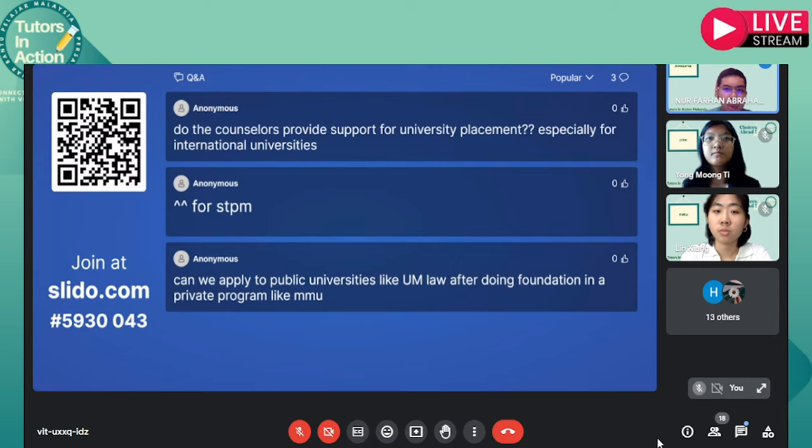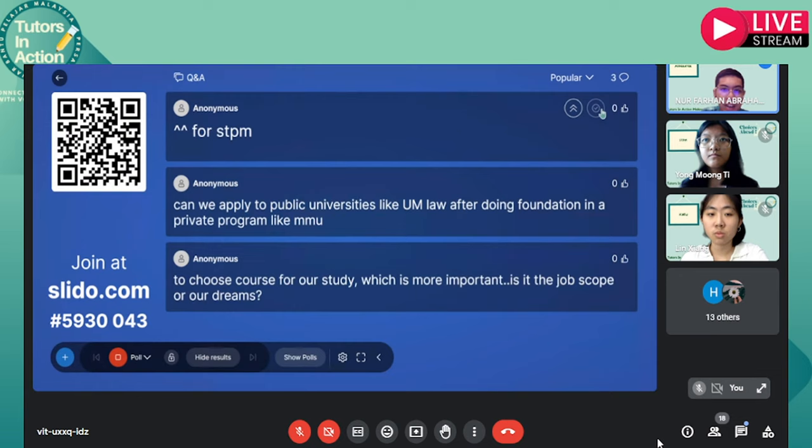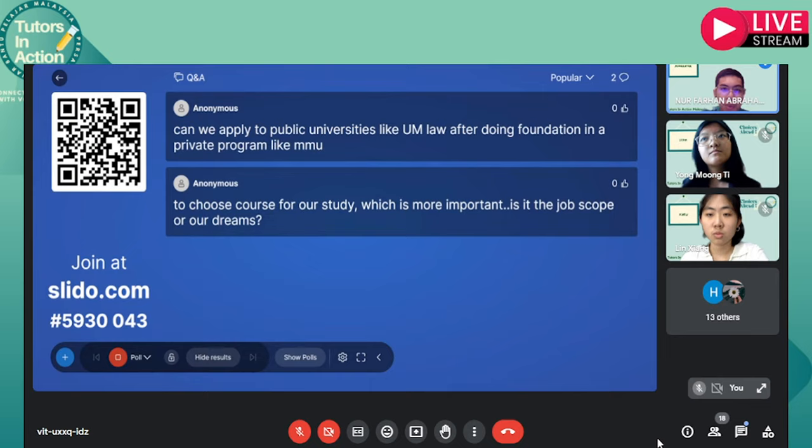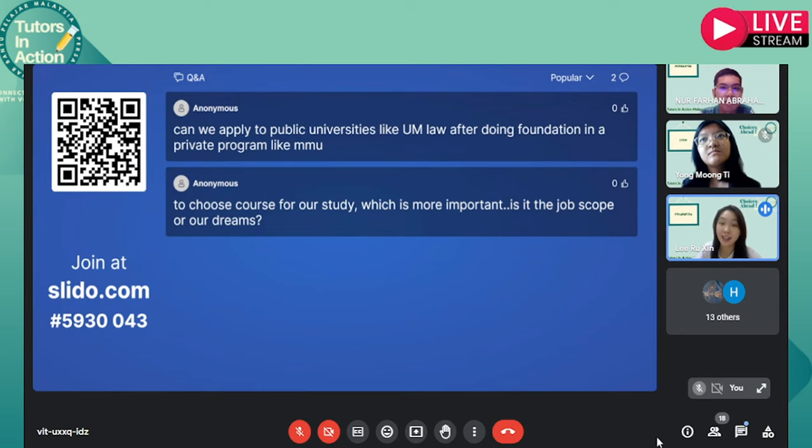Next question, I have for Rosin. Can we apply to public universities like UM Law after doing foundation in a private program like MMU? Yes, you can. There are many seniors who do that. So as long as your results are good enough, you can. But before your foundation, do make sure that you check the requirements for UM so that you get into it. Basically, with private university foundations, you could apply to public universities for degree as long as you apply under UPU. So I hope that is clear.